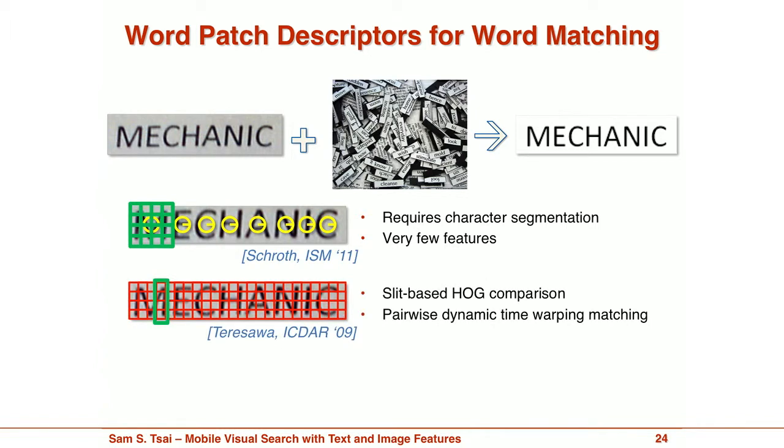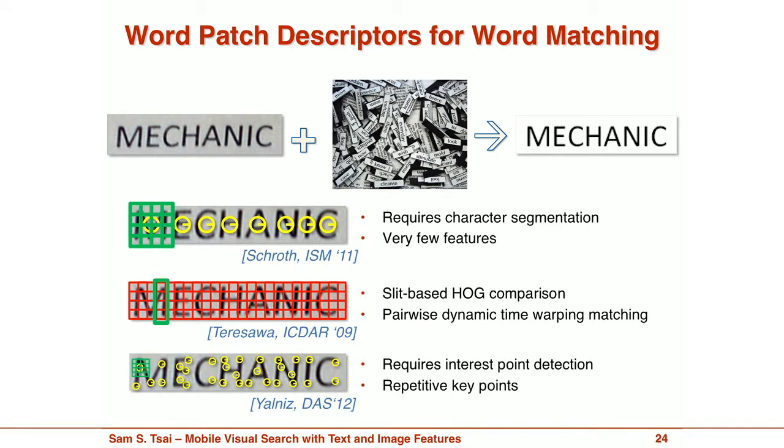Terasawa, on the other hand, proposed to extract HOG features from subblocks within the Word-HOG, and he used a sequence of HOG features to perform matching. He used dynamic time warping to compare pairs of Word-HOGs. Yalnis proposed to extract interest points on the Word-HOG itself, but as mentioned, it would generate repetitive key points and it would require an additional stage of interest point detection.